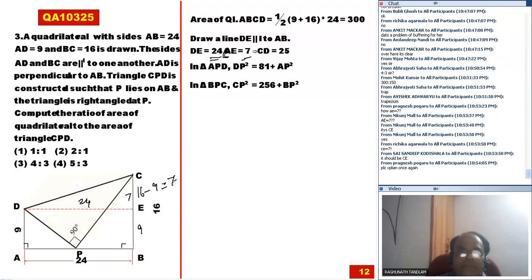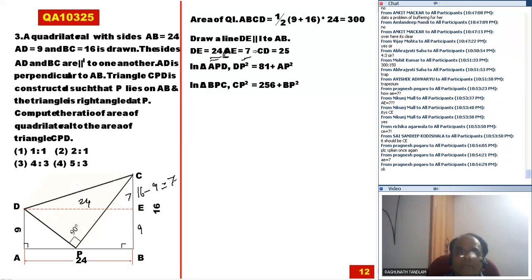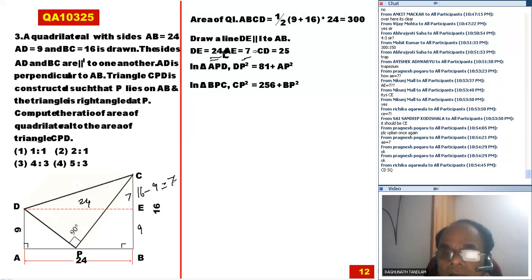Now, from triangle APD, DP square equals 81 plus AP square. From triangle BPC, CP square equals 256 plus BP square. Pragnesh, what do you want me to explain? Not AE, that's a typing error, it is CE. What is DP square plus CP square? It is CD square.